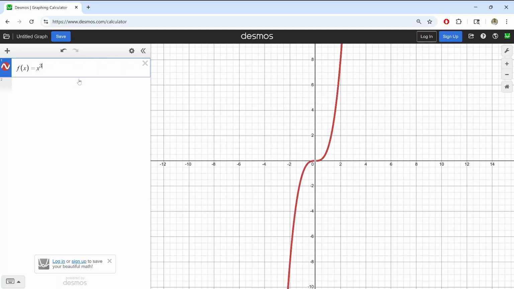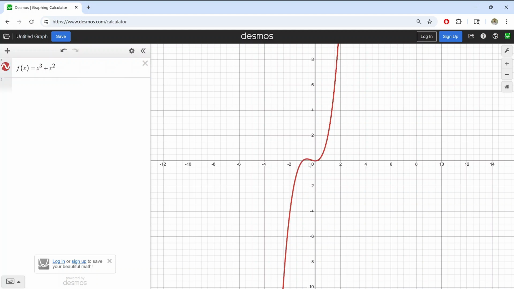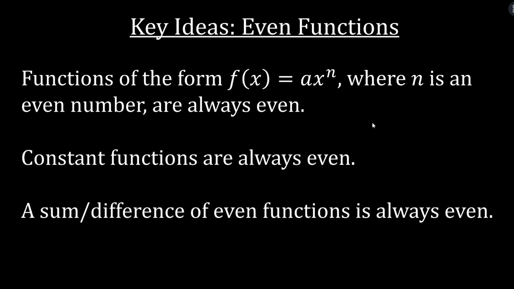Finally, what happens if we just straight up add x to the third and x squared together, an odd and an even part? The result is something that's neither odd nor even. So we're going to put all these key ideas together, but hopefully this Desmos exploration helped. So let's summarize what we learned from our Desmos exploration.